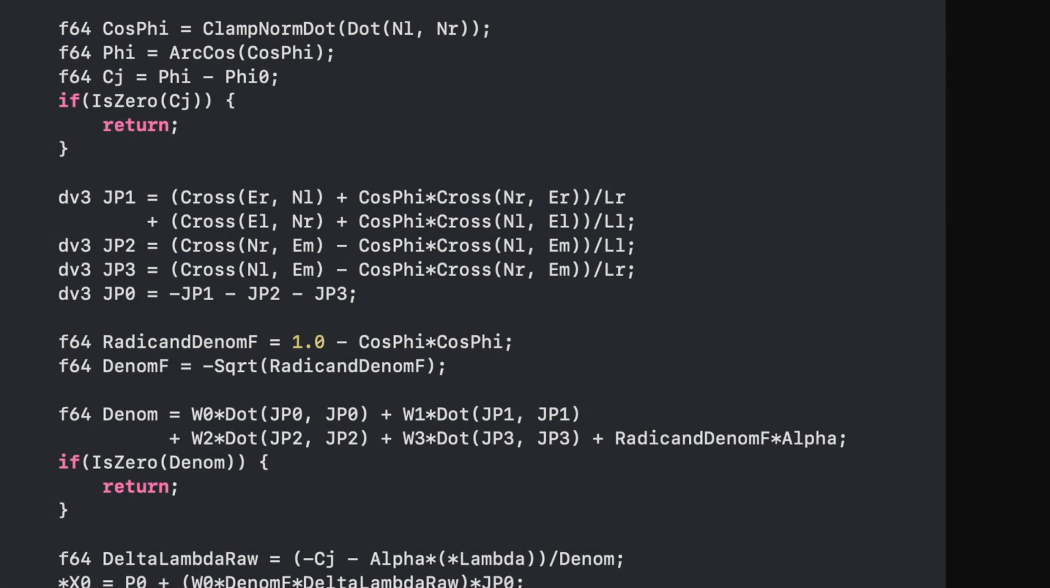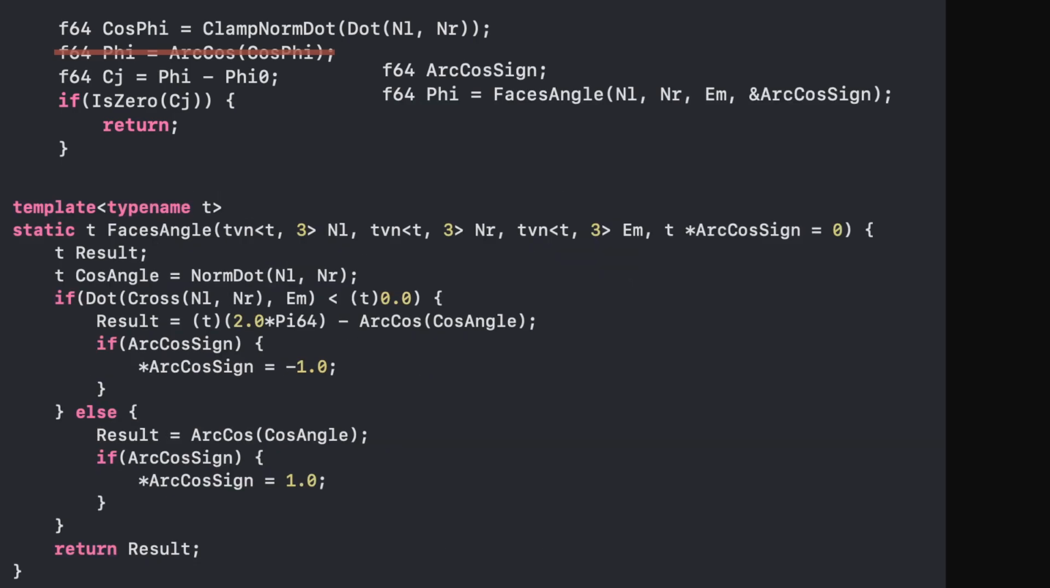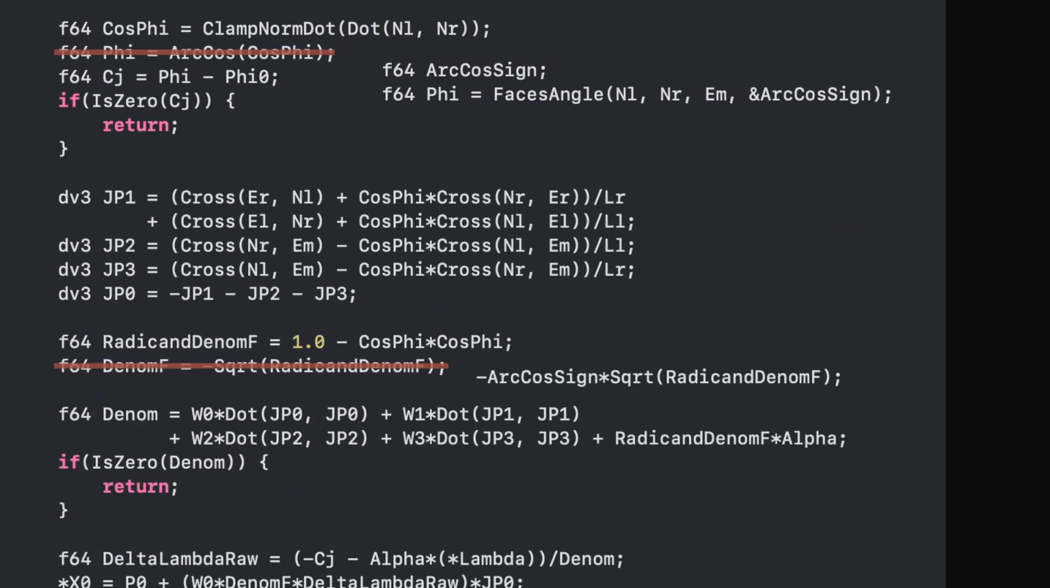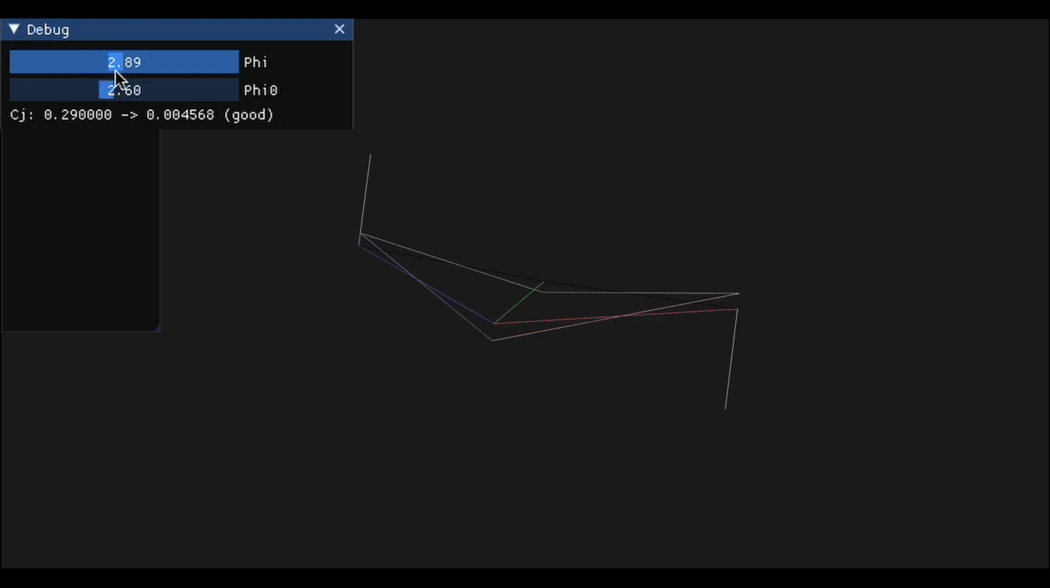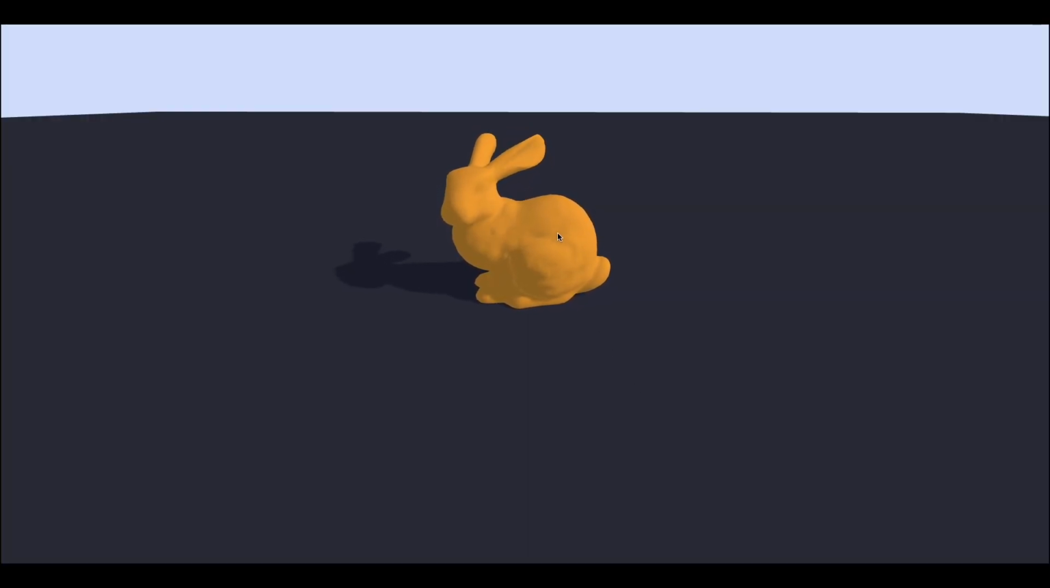I implemented this change by replacing arccos with a custom function that handles the two constraint cases. In addition to that, it also outputs the sign of the arccos function used, such that it can be used for the derivative here. With this fix, you can see that the solver result doesn't flip directions anymore when crossing pi. And the bunny is happier too.